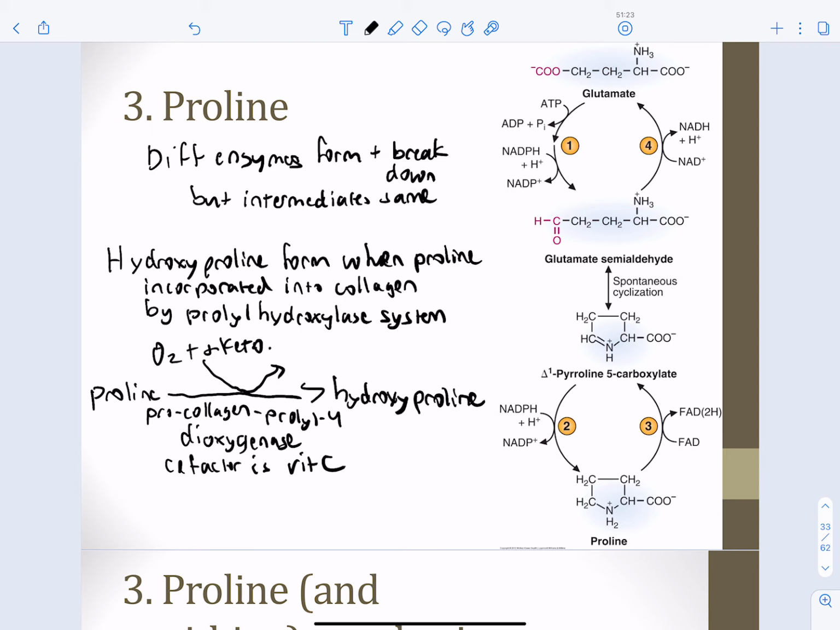Now, one thing to keep in mind is hydroxyproline is not incorporated into proteins. However, it's 4% of all amino acids due to its placement in collagen.